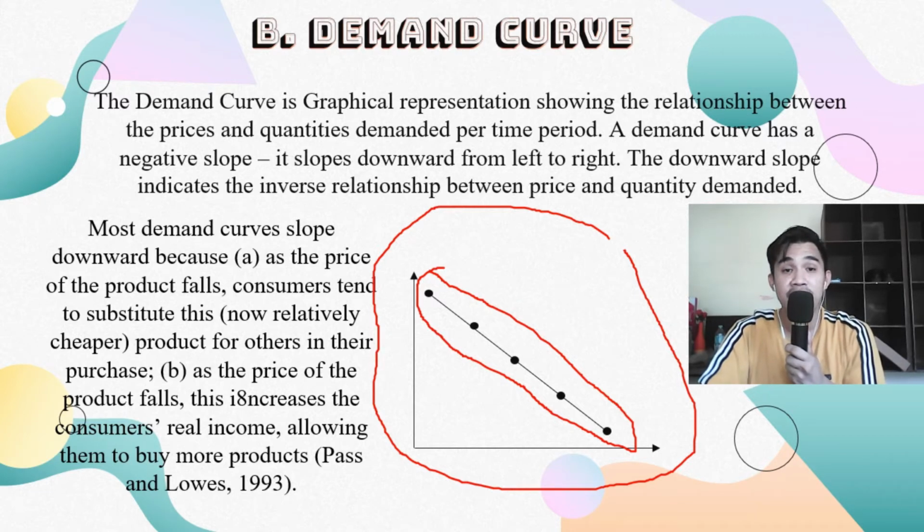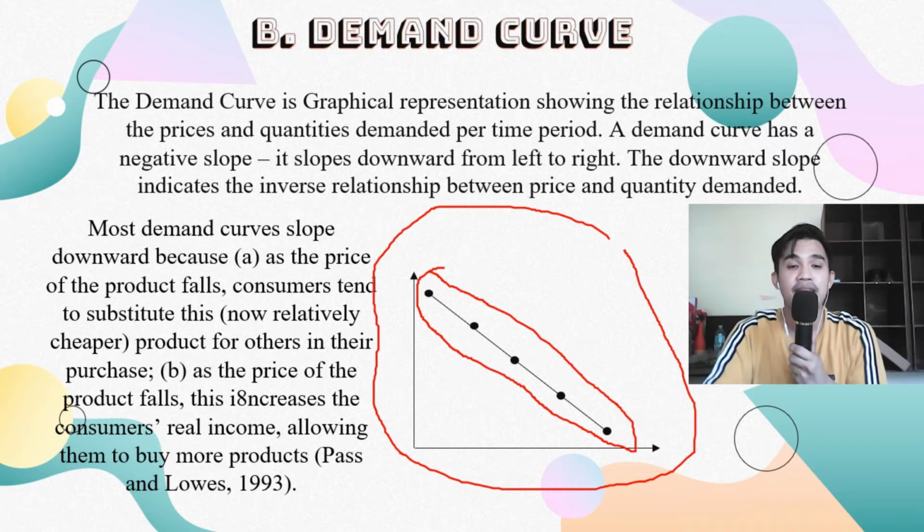Then most demand curves slope downward because, first, as the price of the product falls, consumers tend to substitute this now relatively cheaper product for others in their purchase. Second, as the price of the product falls, this increases the consumer's real income, allowing them to buy more products. So the reason why the slope for the demand is negative, wherein it slopes downward from left to right, is because the relationship between the price and the quantity demanded is inversely proportional. Right? The price goes up, then the quantity demanded will decrease, and vice versa. That's why the slope is negative.